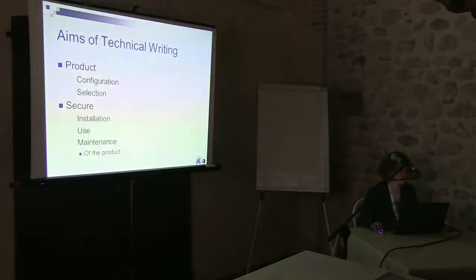What are the aims of technical writing? The first aim is the product configuration and selection, so to allow the user to correctly configure and select the product. And then the secure installation, use and maintenance of the product.